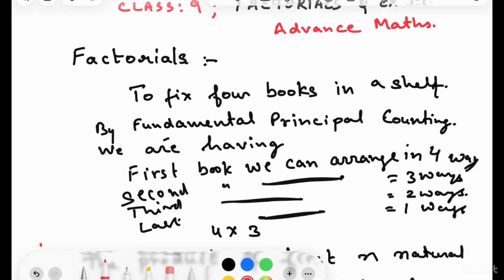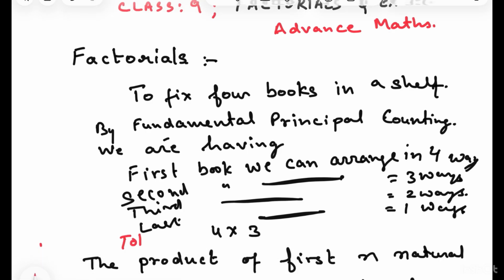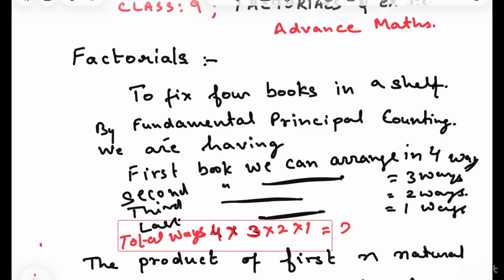So the total arrangements are equal to total ways या arrangements आप कह सकते हैं 4 into 3 into 2 into 1. This is equal to 24 ways, right? When we are multiplying like this in the decreasing order, this can also be written as 4 factorial. Means we are multiplying 4 into 3 into 2 into 1. We are taking the consecutive natural numbers in the decreasing order, right?